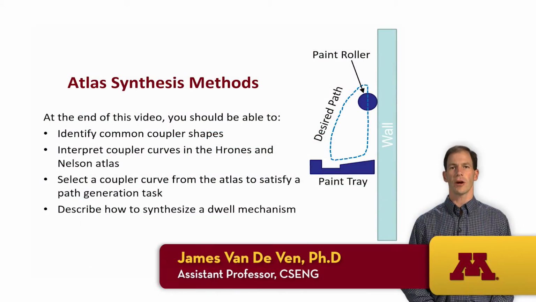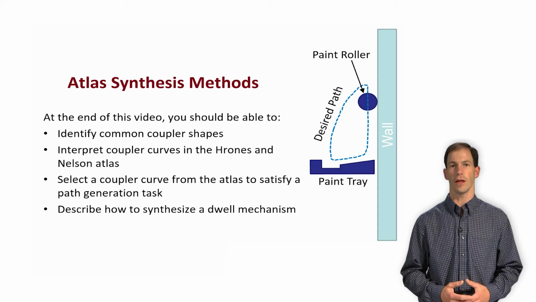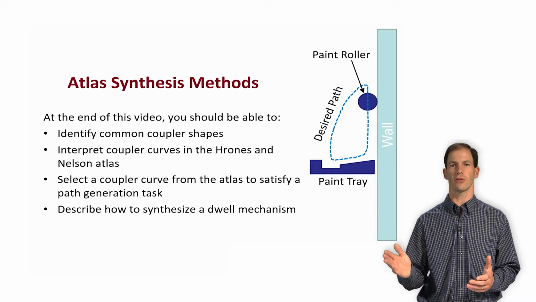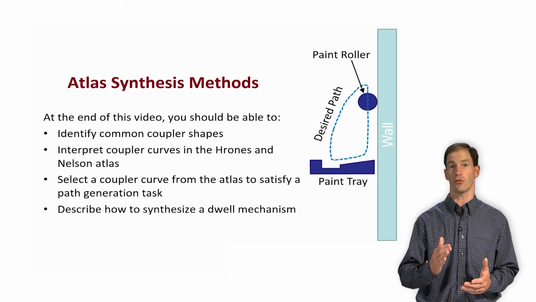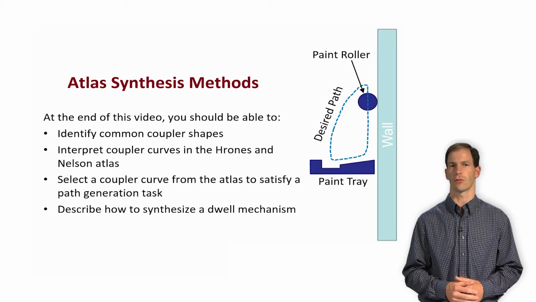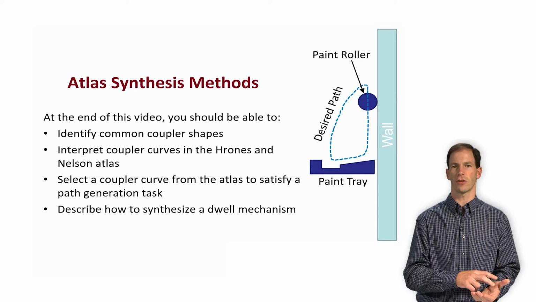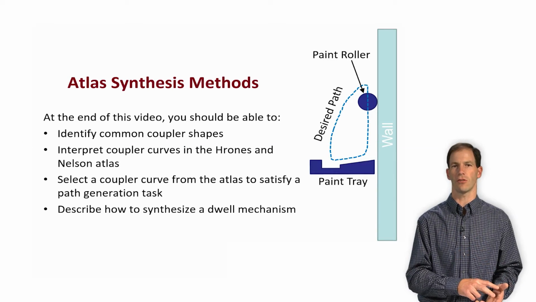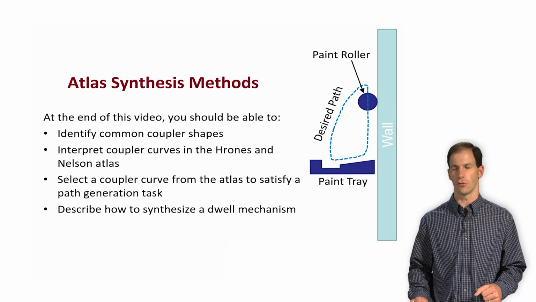So in this video, we'll be talking about mechanism atlases and how to use them for synthesis. We'll first of all look at doing a path synthesis example and then move on to doing dwell synthesis, where dwelling is basically having a mechanism pause at some point during its motion and then move off of some location. So we often use this for holding an object in a nest or perhaps doing a clamping operation for a moment in time. We'll talk about how to do that.